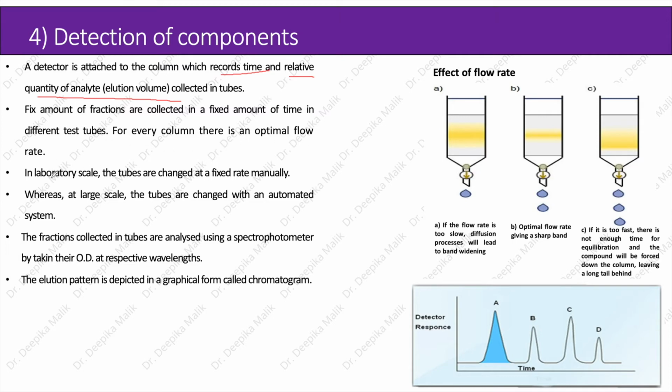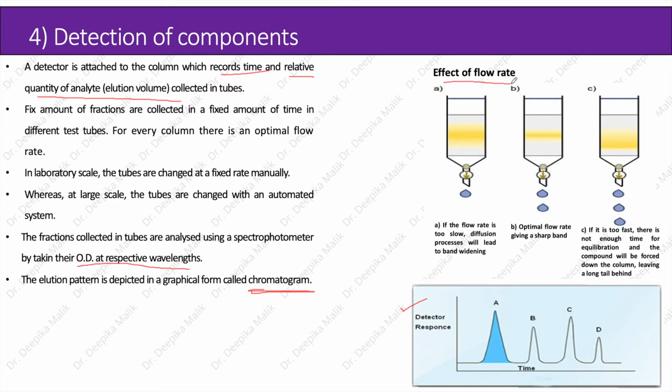In laboratory scale, the tubes are changed at a fixed rate manually, whereas at larger scale, the tubes are changed with an automated system. The fractions collected in tubes are analyzed using a spectrophotometer by taking their optical density at respective wavelengths. The elution pattern is depicted in a graphical form called a chromatogram, as you can see in the second image. The first image shows the effect of flow rate on the resolution of the chromatographic process.